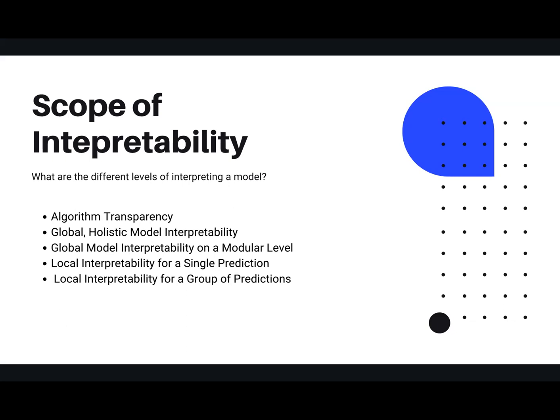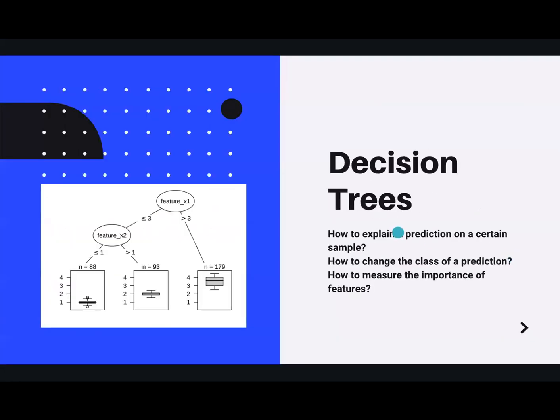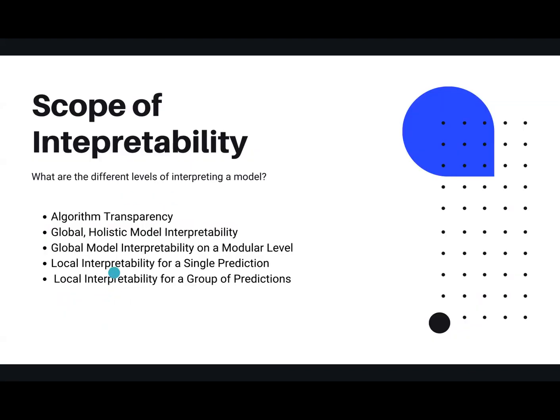The second level is global holistic model interpretability. So it's a lot of words, but the goal is to ask a question. The question is, how does the trained model make its predictions? So say, for example, you have linear regression, and we will take the example of exactly linear regression in the next slide. But the question here that we're trying to ask is, how does a trained model make predictions?